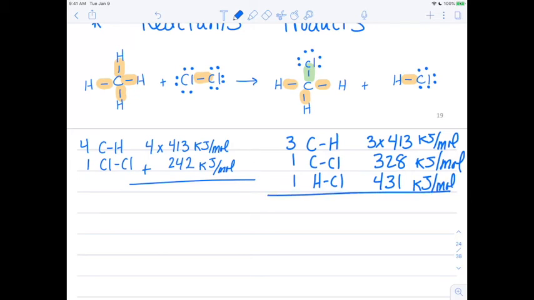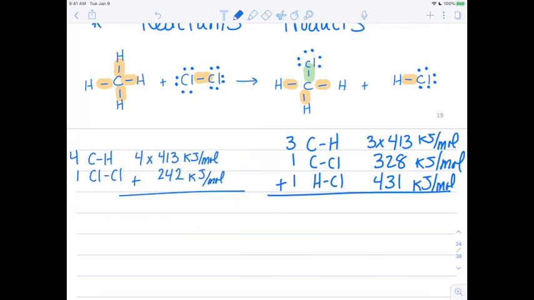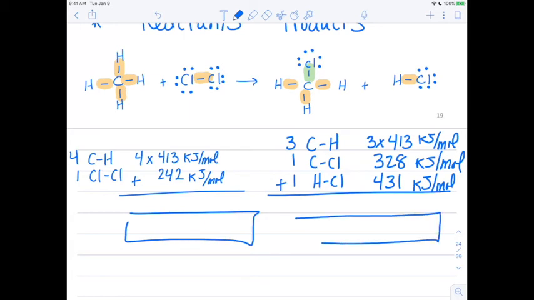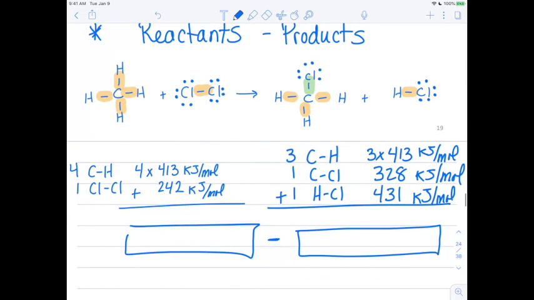All right, any questions on where we got any of these values from? All right, so what I want you to do next is you're going to add up all of those reactant values, you're going to add up all the product values, and then you will subtract them. So reactants minus products. So go ahead and take a moment and calculate out this delta H of reaction.